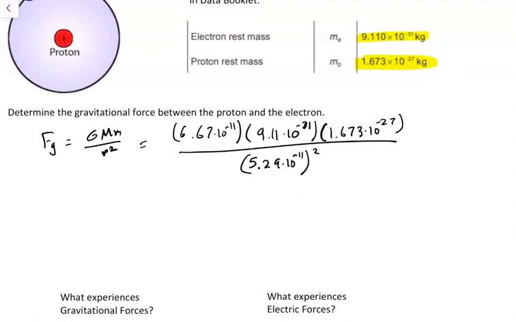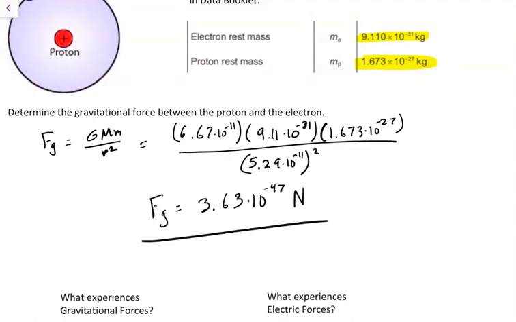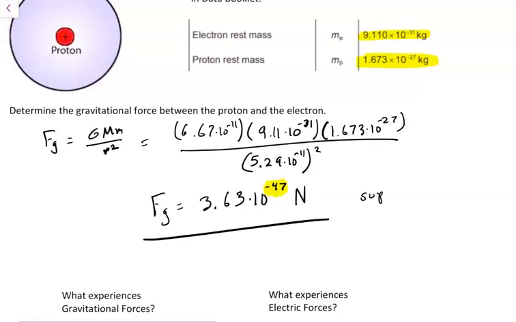I'm going to pause the video so I don't waste any time. All right, if you plugged it in, you should get 3.63 times 10 to the negative 47th newtons, and a big focus on that negative 47. This is a super small force. Now I know they have very small mass, so maybe that's all you need, but to be honest, we're going to look at why this force is negligible compared to the electric force by a large quantity.